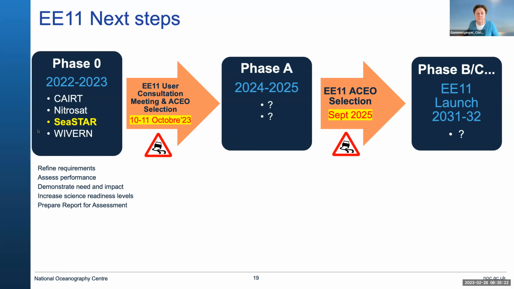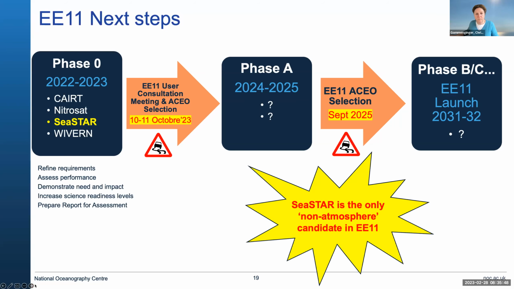If we're successful, we enter phase A, where we have another two years of studying. And then at the end of 2025, there's another one of those ASEO selection points, when one of those two will be selected to go to implementation and launch in 2031-32. So we are relatively optimistic at the moment that we may have a good chance of going into phase A. We are in a really good state.